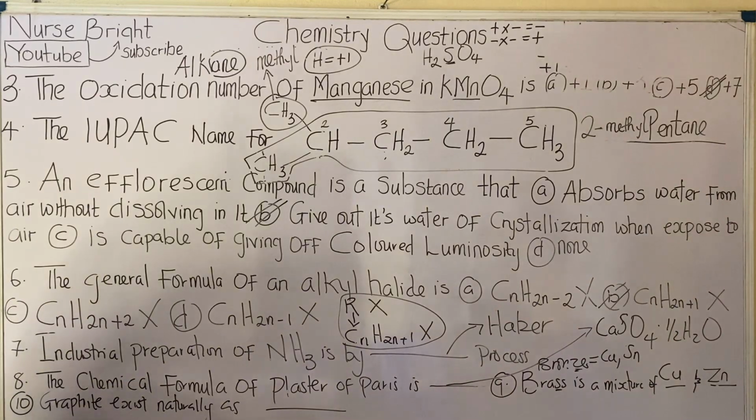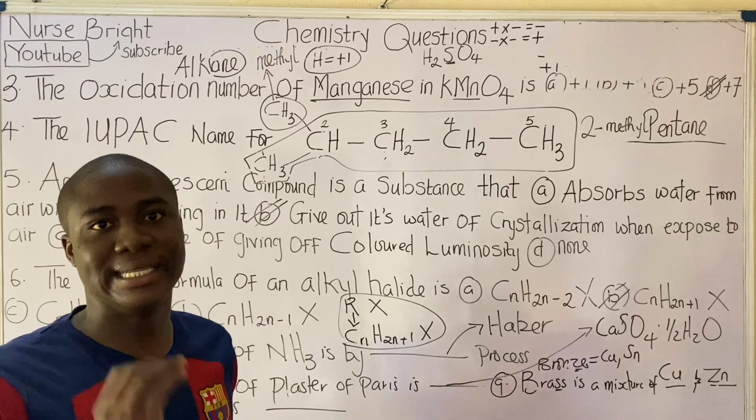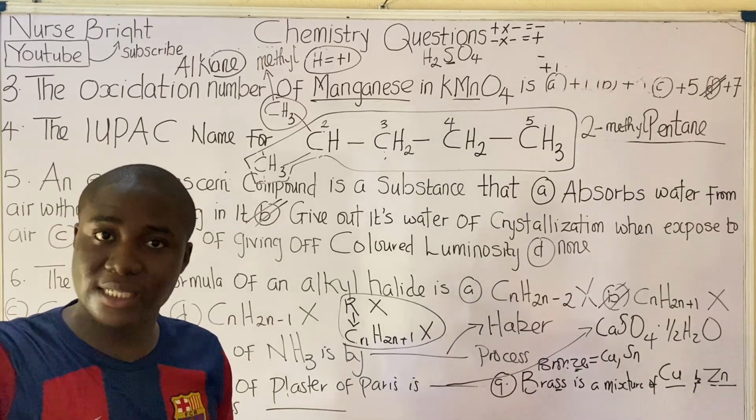Last question, it says, graphite exists naturally as what we call plumbago. This must be noted. So guys, we've come to the end of this video lesson.